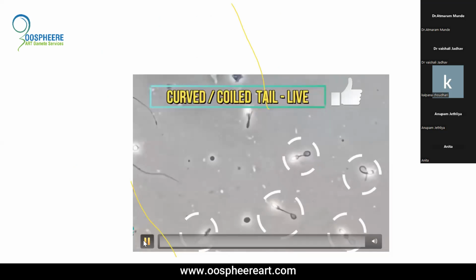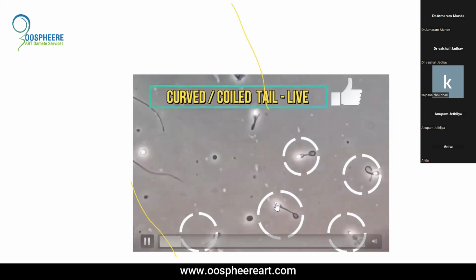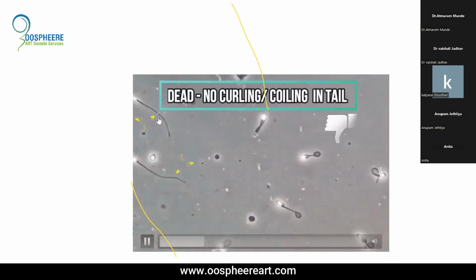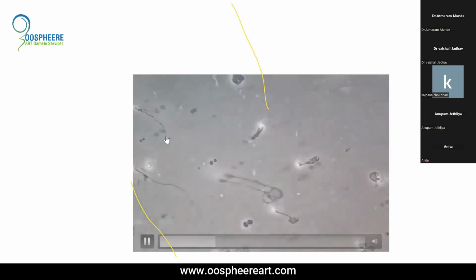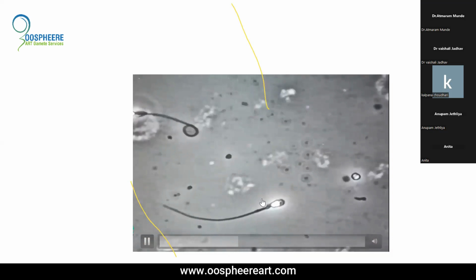This is the curve tail. Curve tail. No curve tail, dead sperm. Curve tail, live sperm.